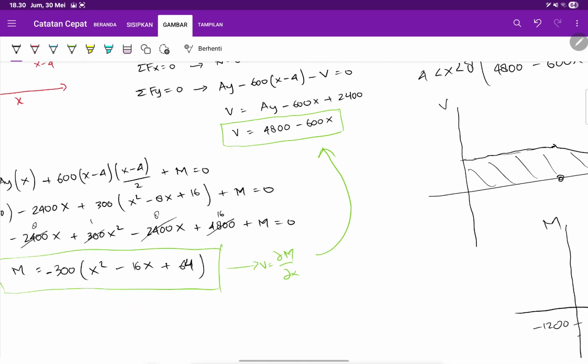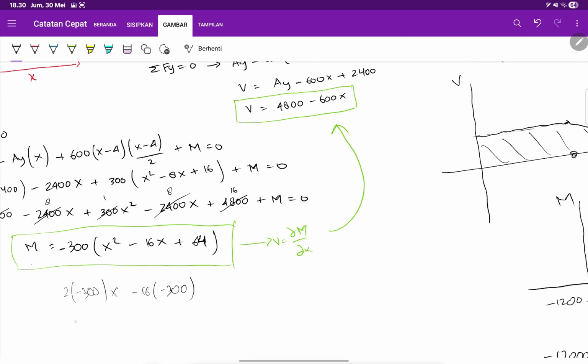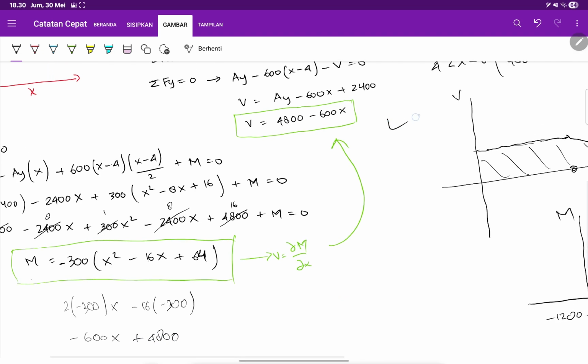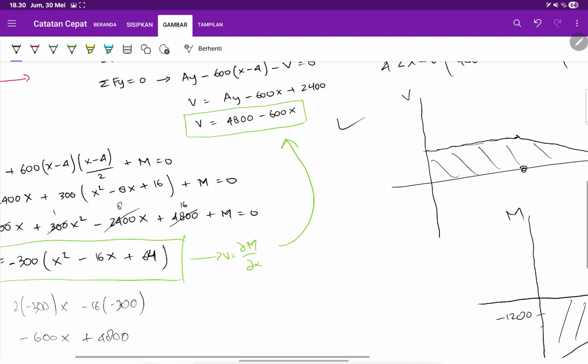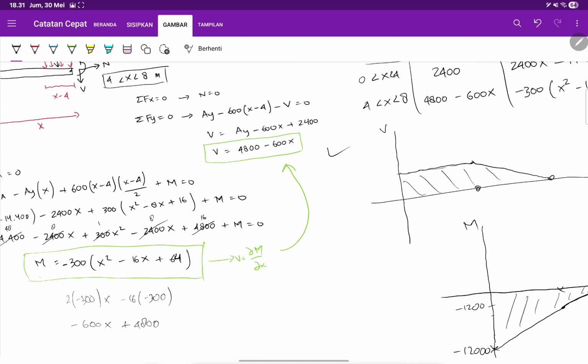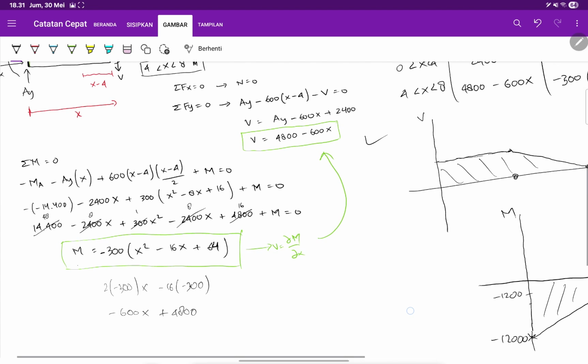And if you want to recheck again, you can recheck by taking the derivative of M. You should get back to the V. So if you take the derivative of this M, you will get 2 times minus 300 times x, so minus 600x, plus 4,800, and this is what it is, right? So they're correct. Okay, that's how you verify whether your algebraic calculation is correct or not.